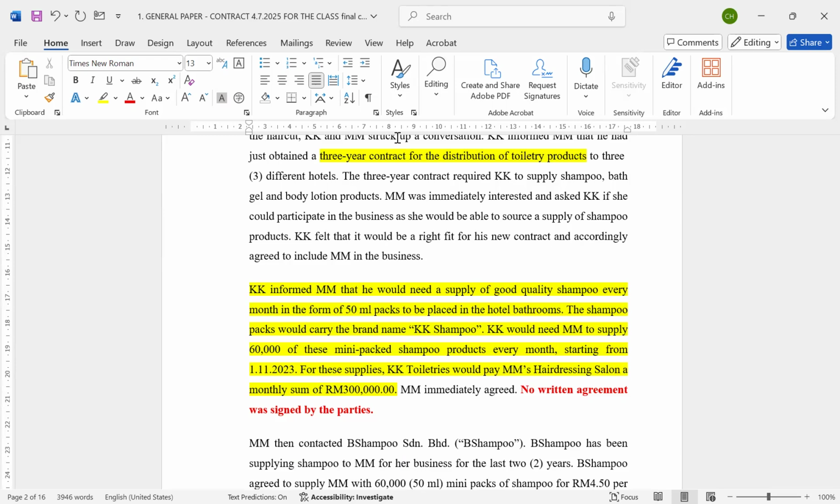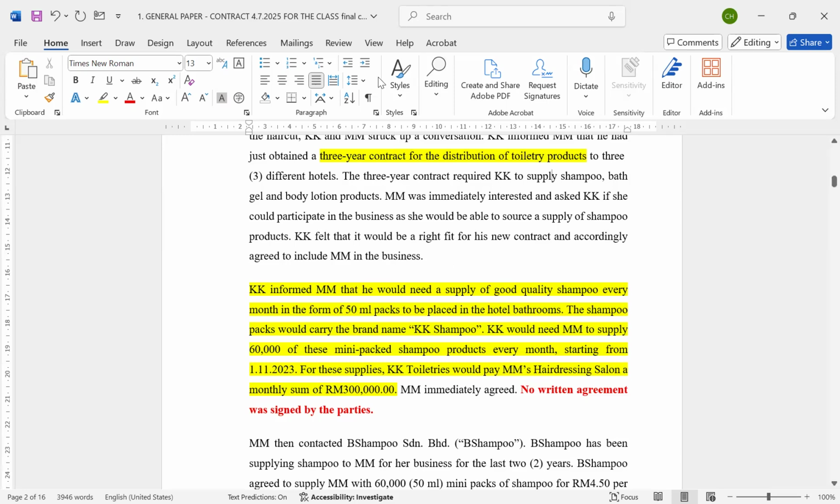So this is the whole version of the story. And suddenly, MM got interested because there is a chance to collaborate with KK for a joint venture, something like that. Okay. And let's say MM could supply the shampoo to KK, and then KK will be the middle person since he already secured the 3 year contract with three hotels, isn't it? So MM could gain profit from this sort of collaboration. So as simple as that.